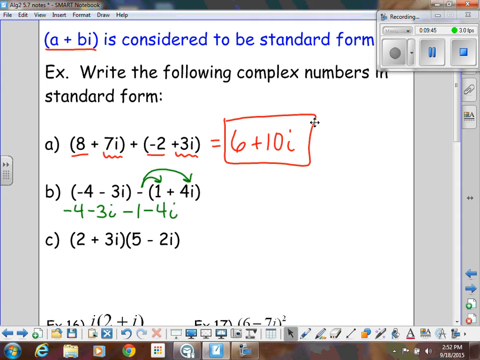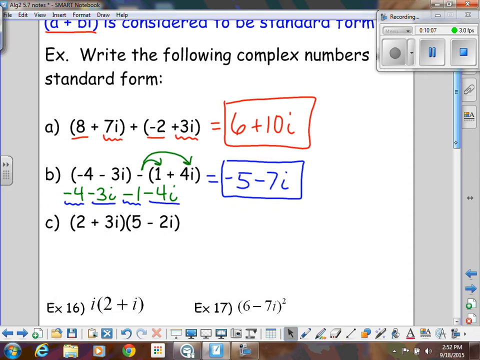Now we're ready to combine like terms. So I have negative 4 and negative 1. Those are the constants, the real parts. So that would be negative 5. And then I have negative 3i and negative 4i. That would be negative 7i. And notice that's an a plus bi form, so we know we're finished.